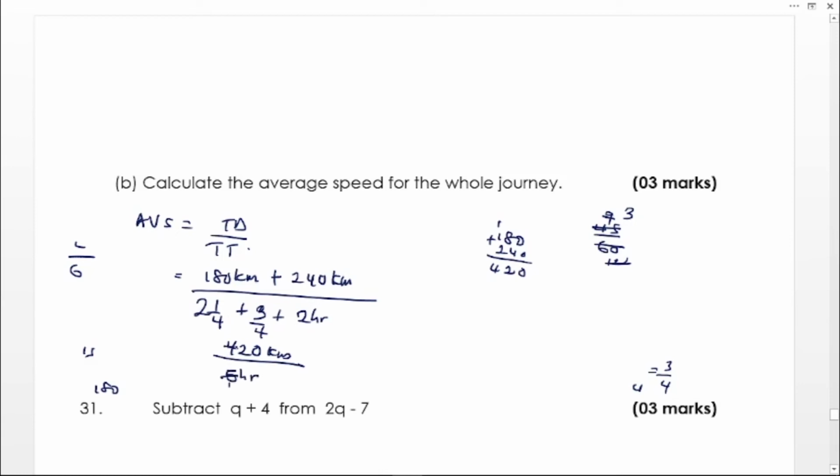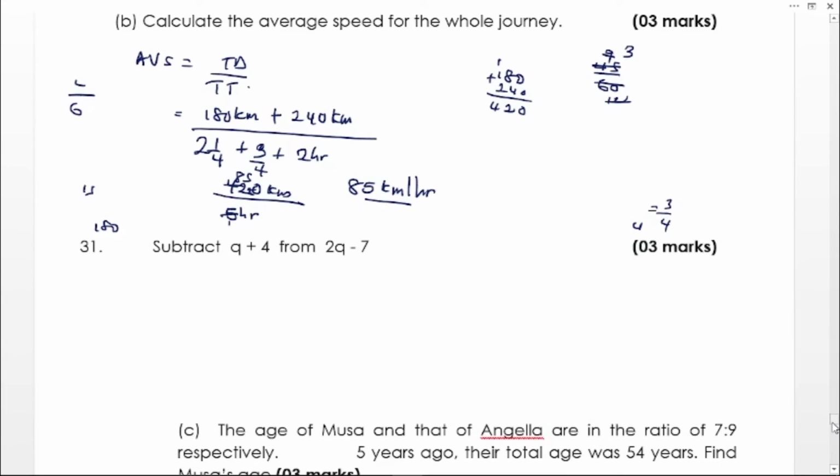By 5, 1. How many 5s are in 42? There are 8. Remainder 2. How many 5s are there? There are 5. So we get 85 kilometers per hour. So that was the motorist's average speed.